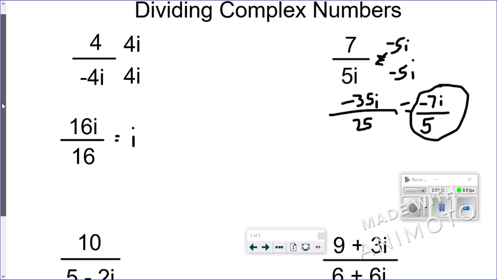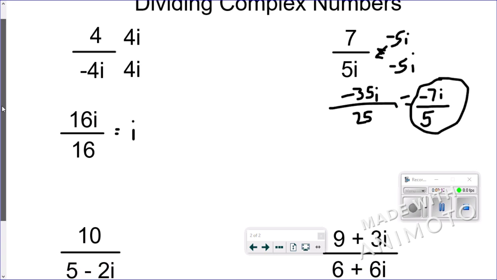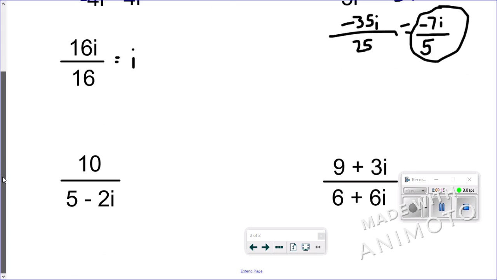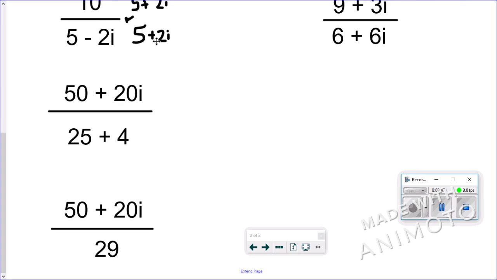Let's move on to here when we have more than just the imaginary component. When we're dividing by complex numbers, here we have 10 divided by 5 minus 2i. So we have an expression down here, a complex number. So in this case, like I said, we have to multiply it by its complex conjugate. So we're going to multiply it by 5 plus 2i. We're going to do that with both the numerator and the denominator. So this is why multiplying complex numbers came into play for us. All right, so multiply by 5 plus 2i.